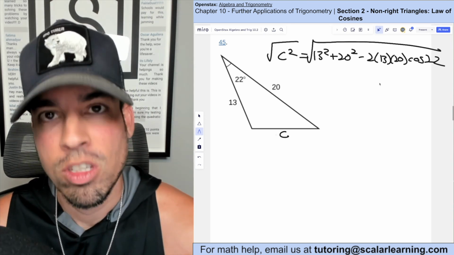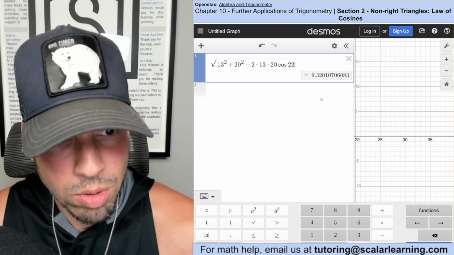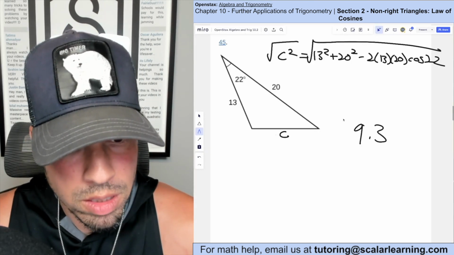Now to solve, we're going to take the square root because I don't want C squared, I want C. So let's plug this into Desmos now. And we get 9.3 to the nearest tenth. So 9.3 is the missing side.